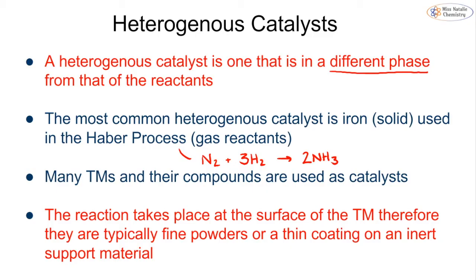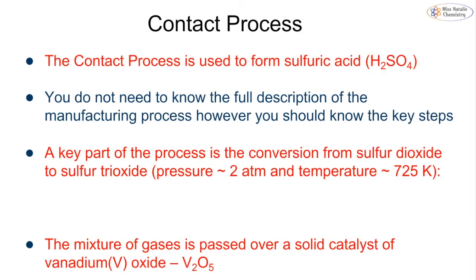Now, the reactions that take place for this catalysis always take place at the surface of the transition metal. So we want to have the largest possible surface area, and we do that by using a fine powder, or we have a thin coating of the catalyst on an inert support material.